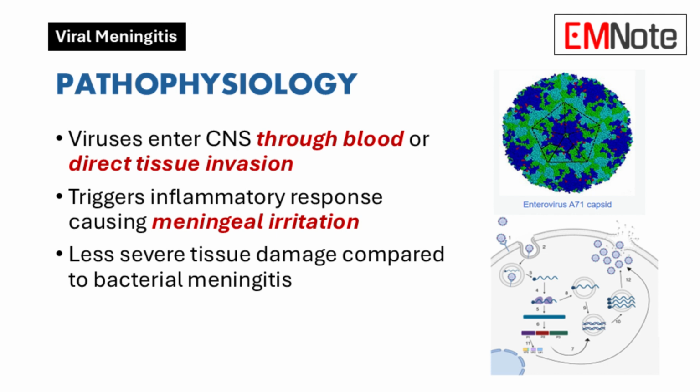Pathophysiology. Viruses enter the central nervous system through various routes, including hematogenous spread from a primary infection site or direct invasion from adjacent tissues. Once in the central nervous system, the virus replicates and triggers an inflammatory response, leading to meningeal irritation and increased blood-brain barrier permeability. This results in the characteristic symptoms of meningitis, such as headache, fever, and stiff neck. The pathophysiological process is less severe compared to bacterial meningitis, with fewer complications and less tissue damage.